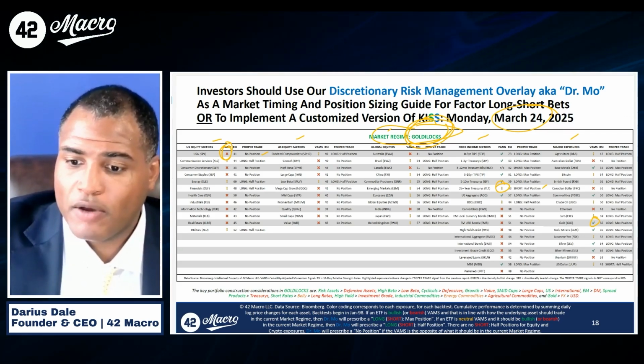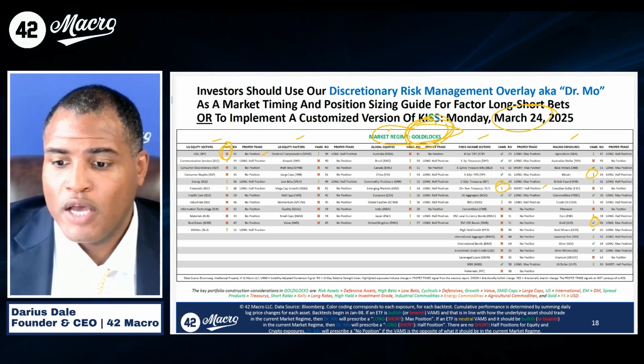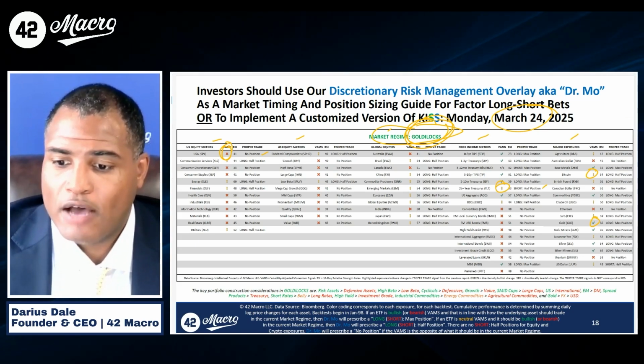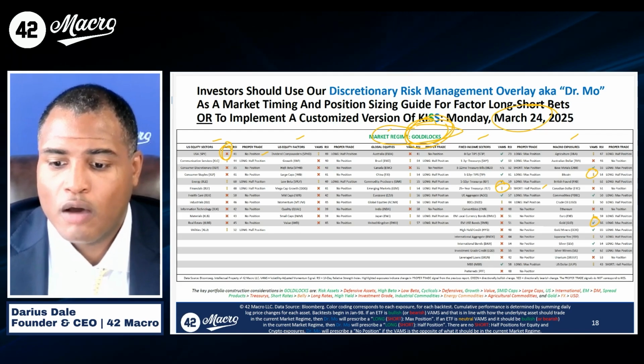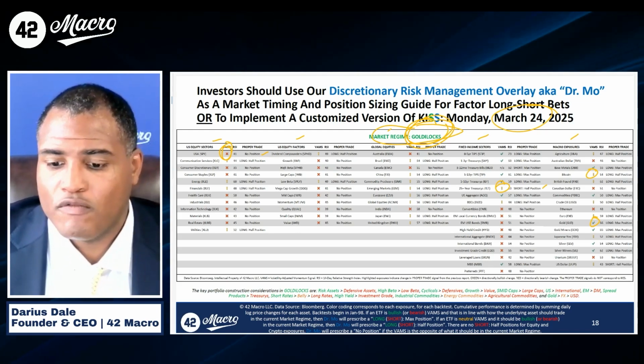And then wrapping up with Bitcoin, Bitcoin is currently neutral from the perspective of its volatility-adjusted momentum signal. And so it's historically obviously performed quite well in Goldilocks. And so right now, Dr. Mo is saying, hey, you could be long a half position in Bitcoin as opposed to a long max position like it has in gold, which is currently still bullish from the perspective of its own volatility-adjusted momentum signal.